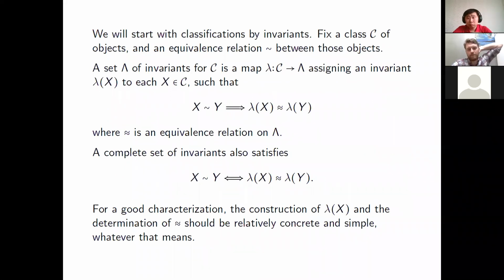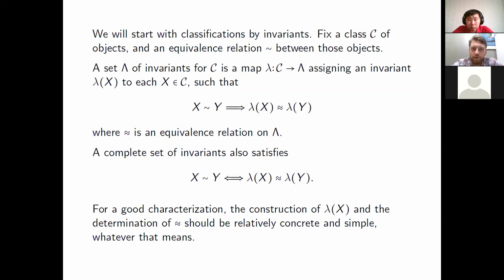So let's think specifically about classifications by invariants. The idea is you've got some class of objects, which we'll call C, and you've got some equivalence relation like isomorphism between these objects. A set of invariants for this class is a map. It takes objects in C to these elements of lambda, which are the invariants. And what should happen is, if 2 things in C are equivalent, then their invariants should be equivalent. So basically things that are the same should get the same invariants.